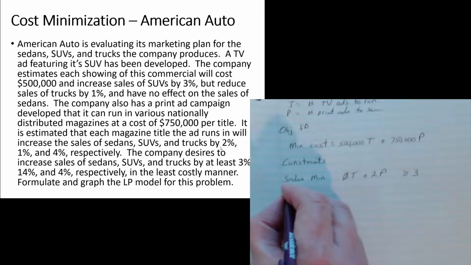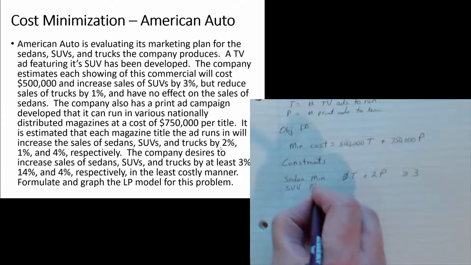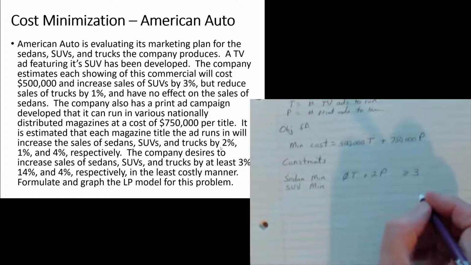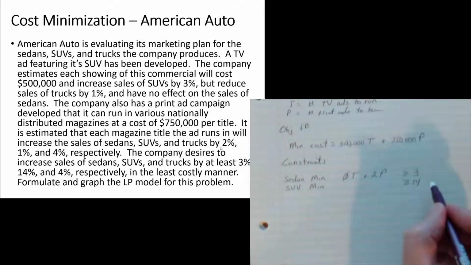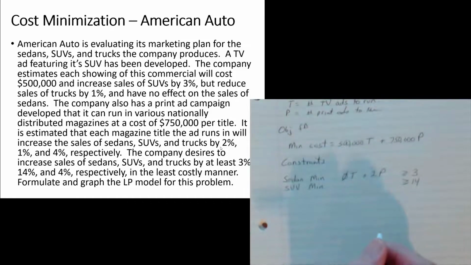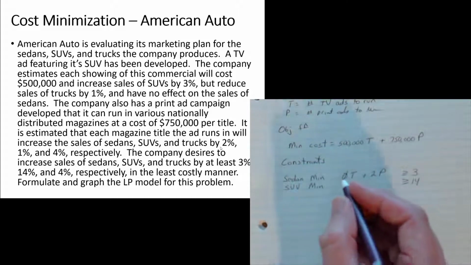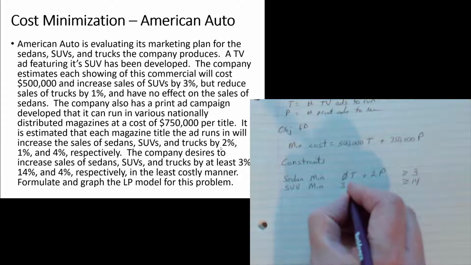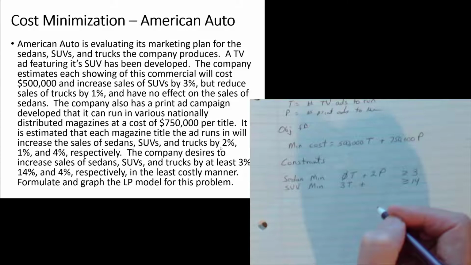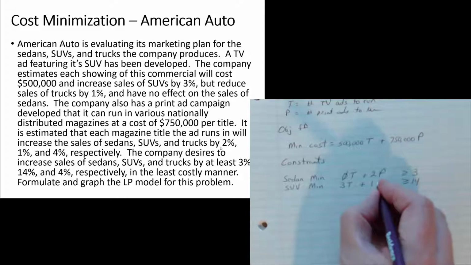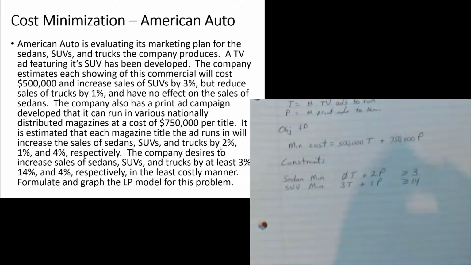Now, I get SUV minimum. Okay, and I read through the question. I say, I've got to hit at least 14% on that. So minimum means that, and at least means 14% or higher. Right, so 14. Now, how did I determine that? Well, I look through the question. I say, if I run a TV ad, what happens to SUV sales? It goes up by 3%. So 3 times the number of TV ads we run, plus how much does it go up for a print ad? And I see that is 1%. 1 times P.